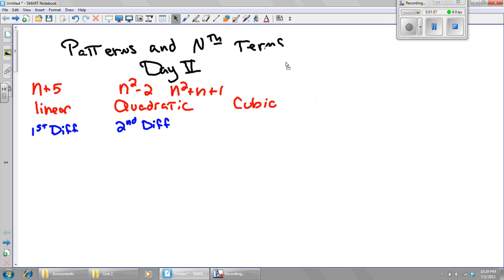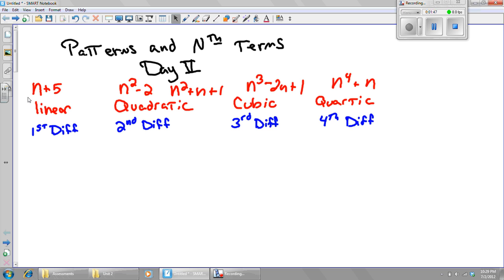We've also learned about cubic patterns. And cubic patterns could be something like this: n cubed minus 2n plus 1, where the 3 is the highest power. All right, and those show up when the third difference is the same. And then there's quartic, which is when your exponent is to the fourth power, n to the fourth plus n. That could be quartic, okay? And that's when the fourth difference is the same.